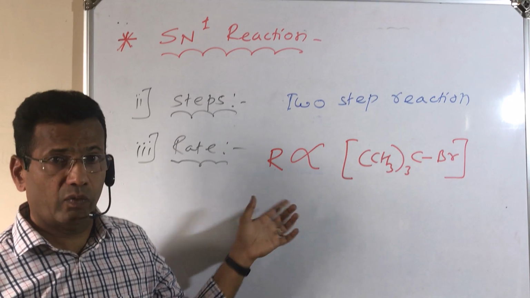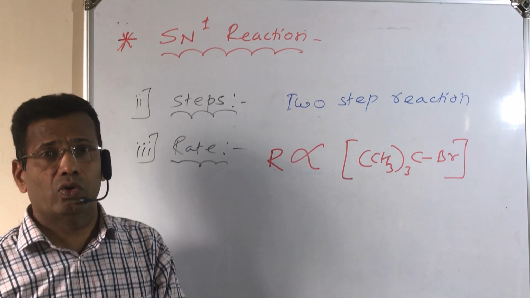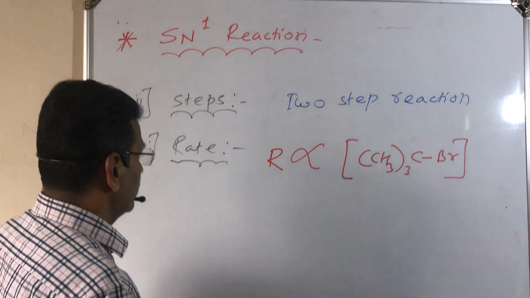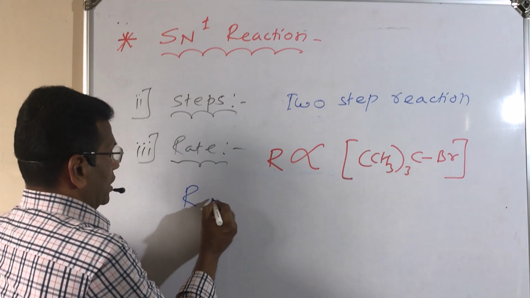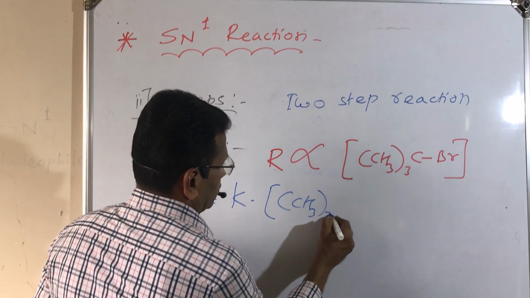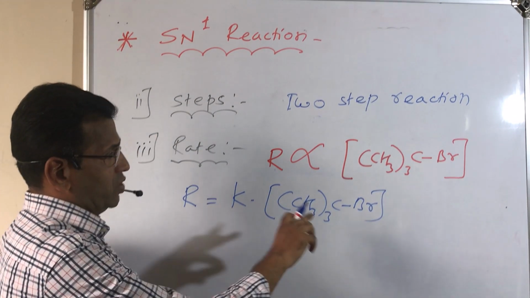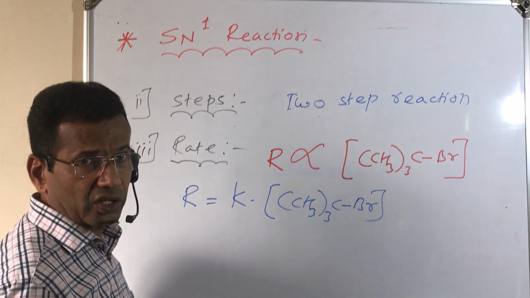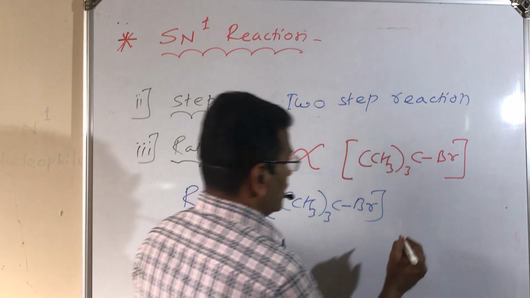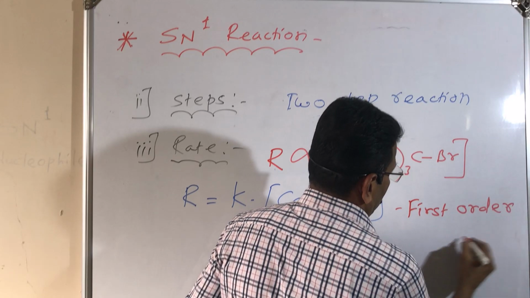So in SN1, if we double the concentration of OH minus ion, there will be no change in the rate of reaction. So such a reaction in which R is equal to K into the concentration of tert-butyl bromide is the kinetic equation for SN1 reaction. The kinetics of that reaction is a first order reaction.